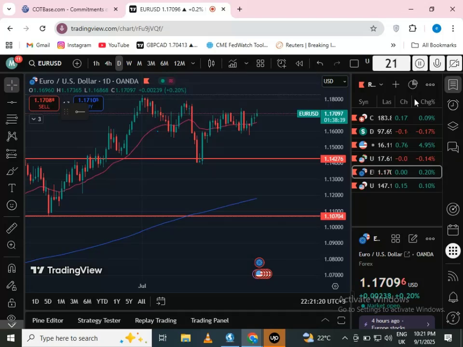And don't forget, guys, the large speculators are the main thing in trading the forex market. You must know how the COT are doing. You must know how they place themselves in this market.